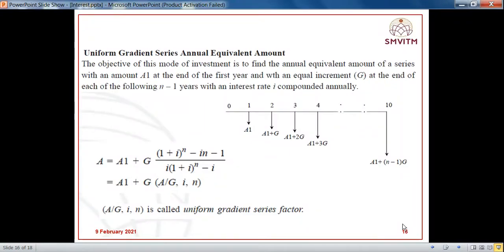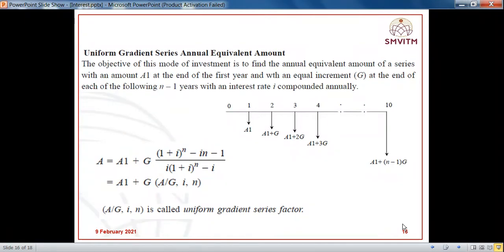In continuation of this, one more is the uniform gradient series. The uniform gradient series is nothing but the amount deposited, or the cash inflow or cash outflow, varying uniformly. The same amount is varying every year, every interest period. For example, if 1000 rupees is deposited in the first year, then the second year 1200, the third year 1400, 1600. The amount may be an increment or decrement. That is known as the uniform gradient series.